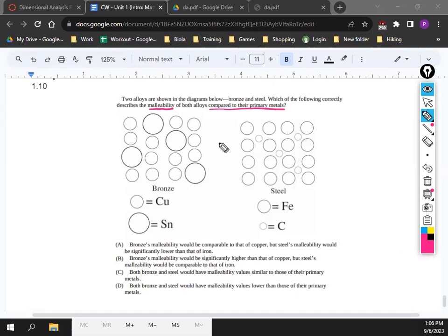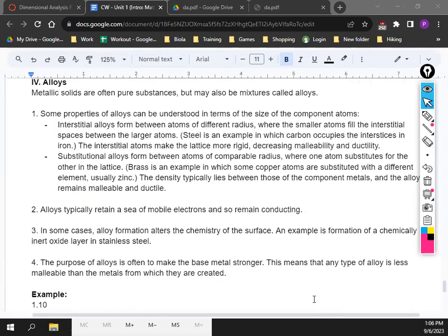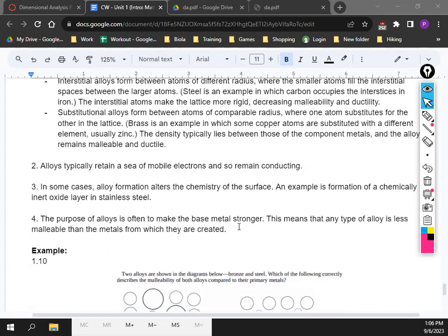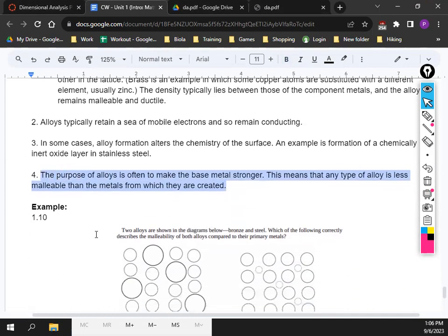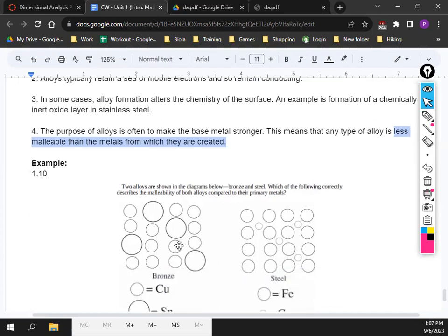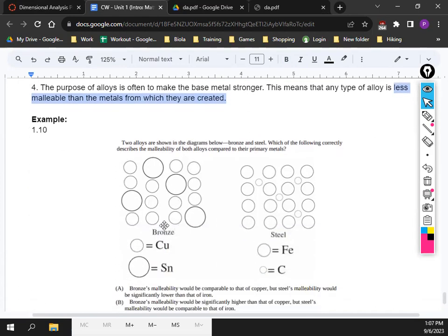Okay, let's talk about malleability first. If you take a look above, we have a lot of info about alloys, but the key thing I want you to look at is point number 4 right here. The point of an alloy is to make the metal stronger, and if the metal is stronger, the malleability goes down. The key point is that it's always going to be less malleable than the metals from which they are created. So bronze is less malleable than copper and less malleable than tin.